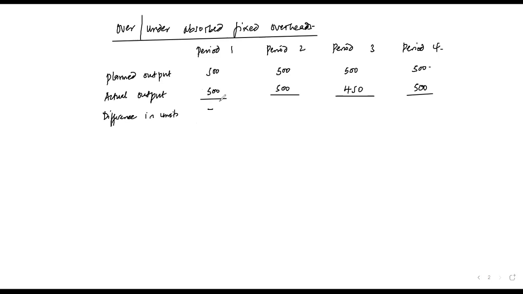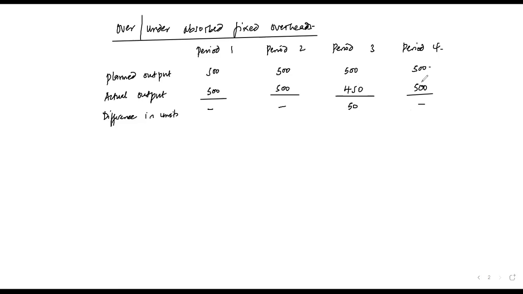There is no difference because planned is the same as actual, the same with period 2. Now under period 3, the planned output is 500, but the actual output is 450. So here we have a difference of 50. We see that our actual output is less than the planned output. Then period 4, the same. 500 planned equals actual 500.